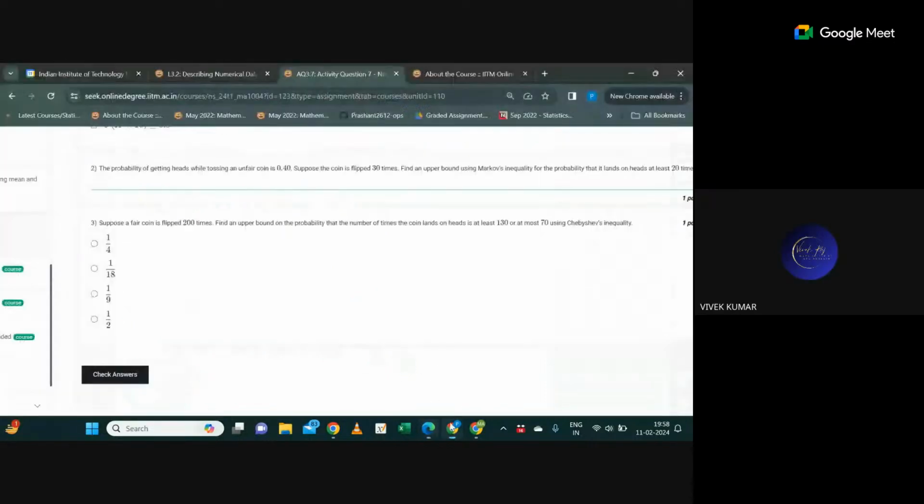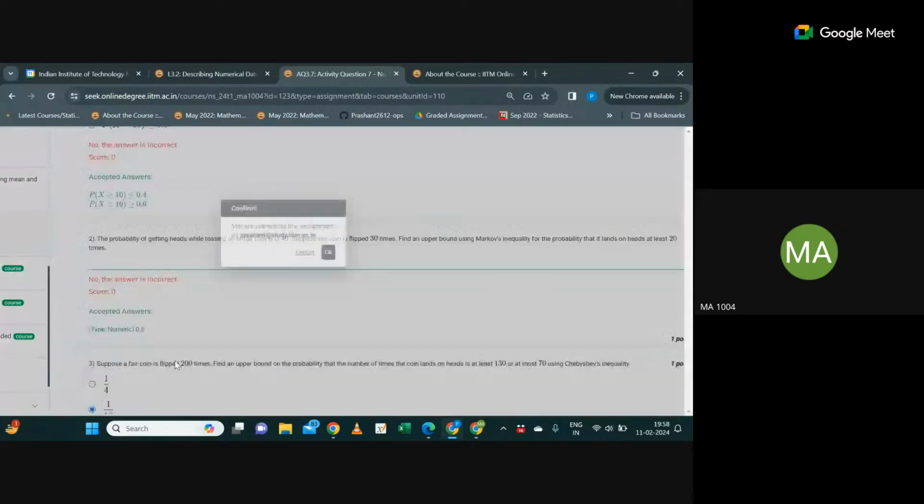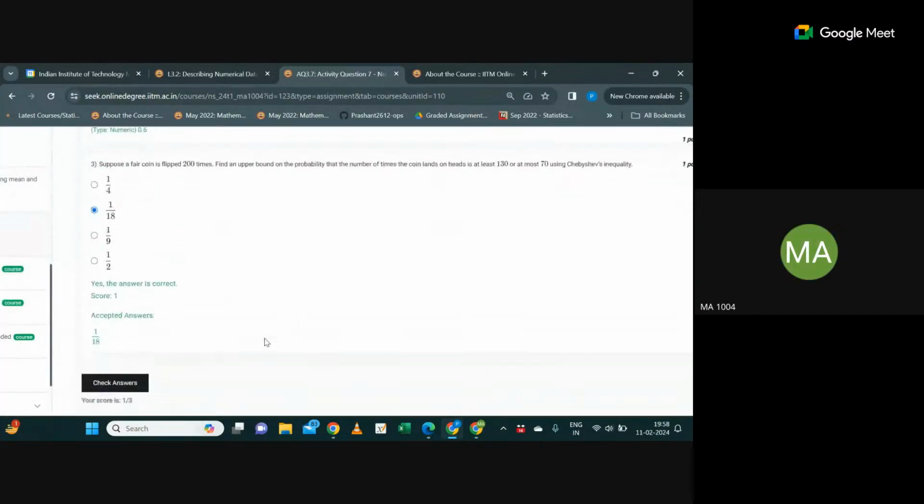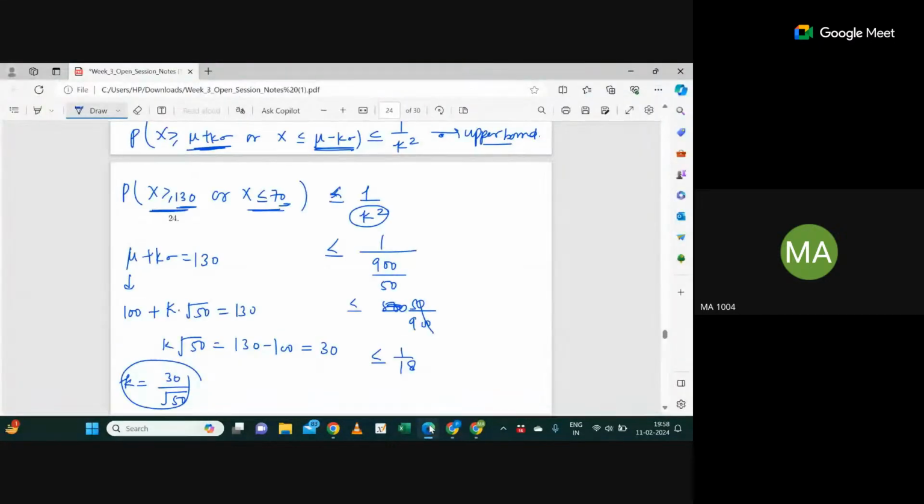Is there any option? 1 by 18. Let's check this one. So 1 by 18 is the correct answer. Okay. So there are two forms which you have to keep in your mind, right?